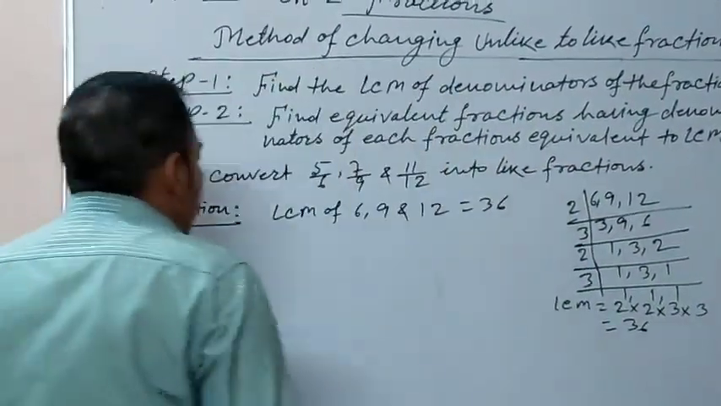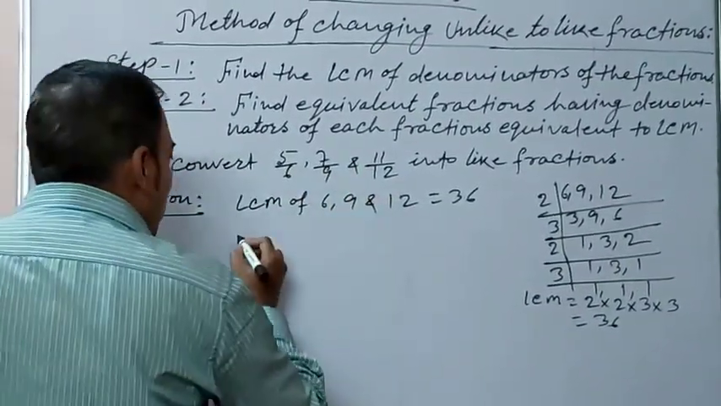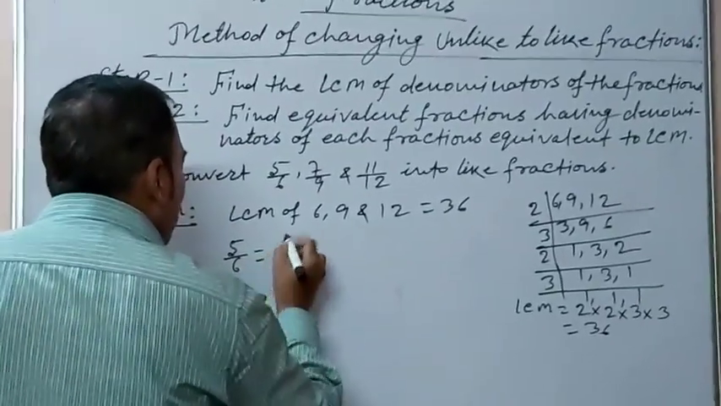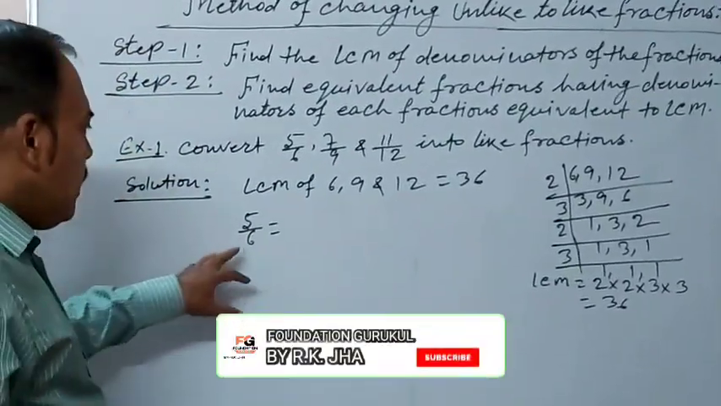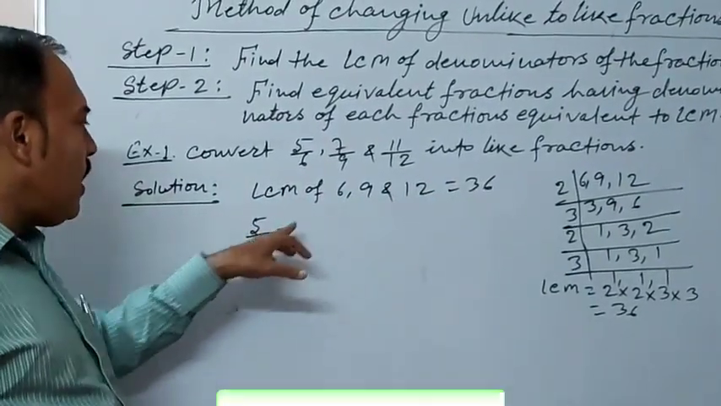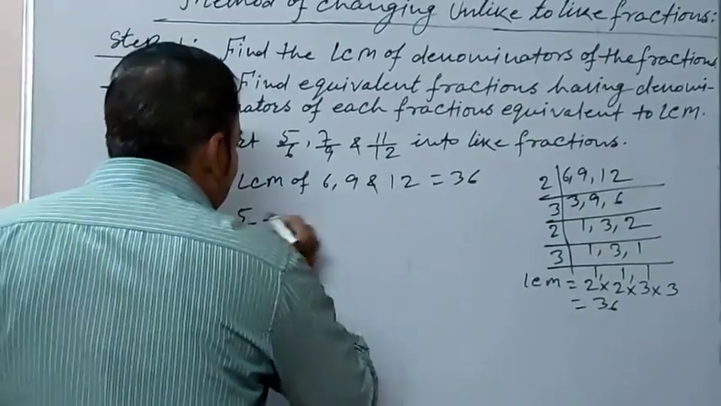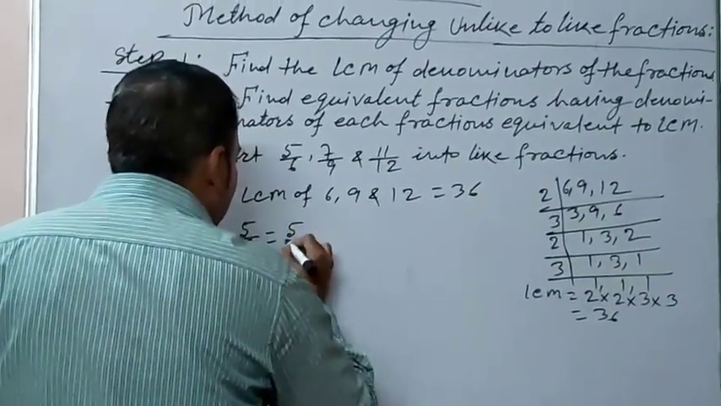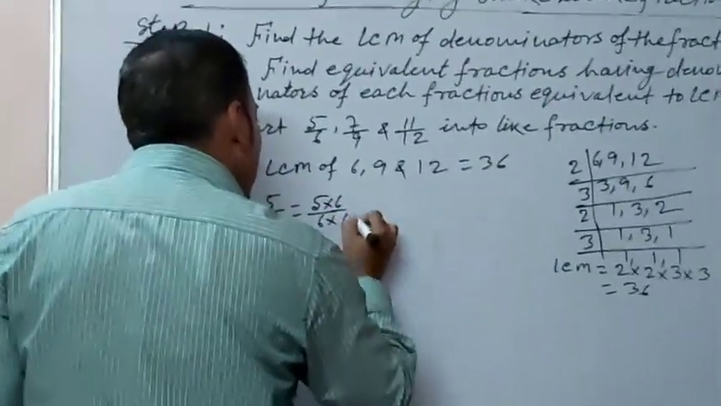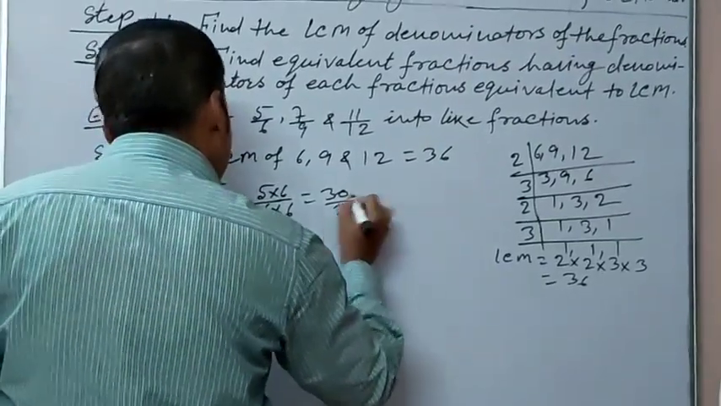Now find out the equivalent fractions in step 2. So 5 by 6 equal to, we have to change the denominator equivalent to 36. So 6 will be multiplied by 6 gives us 36. So we multiply both numerator and denominator by 6. 5 into 6 by 6 into 6 equal to 30 by 36.